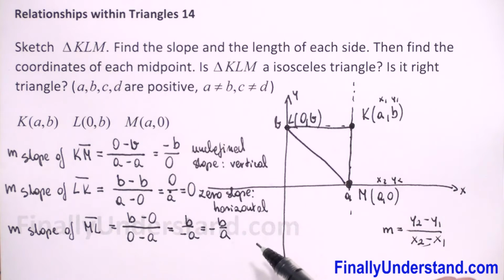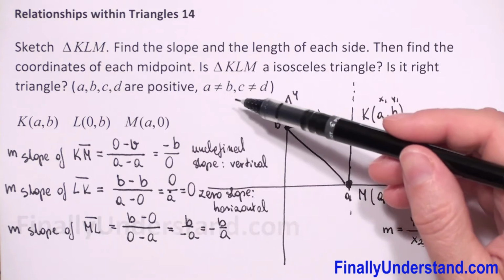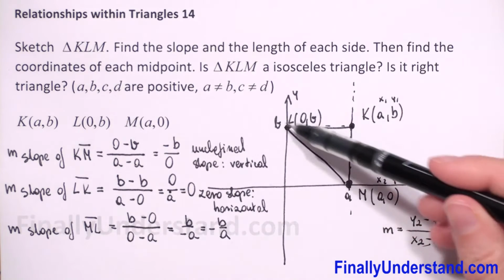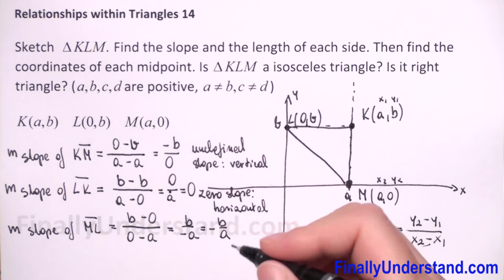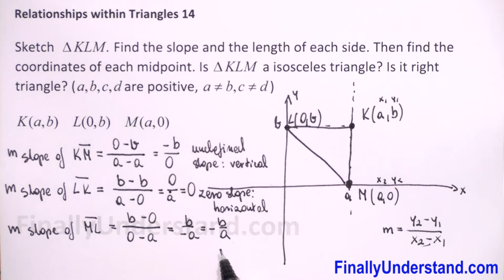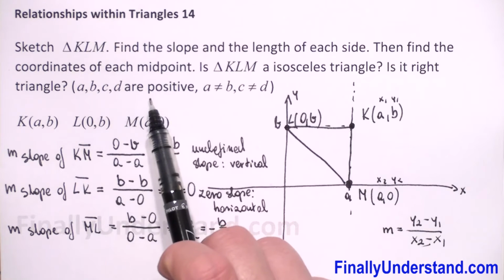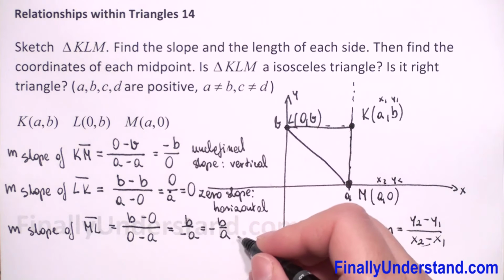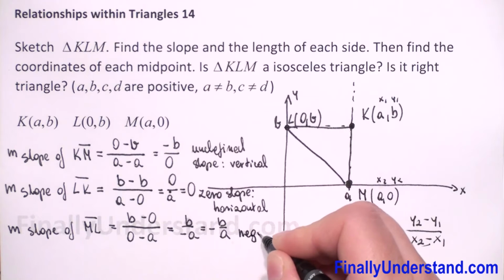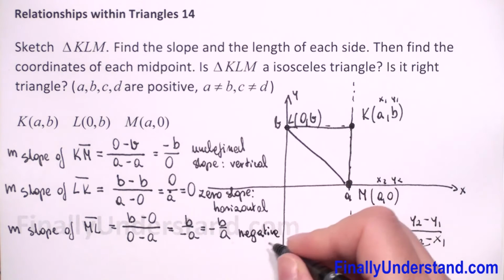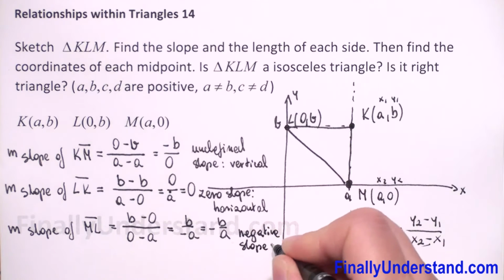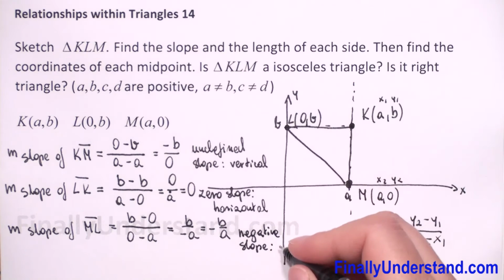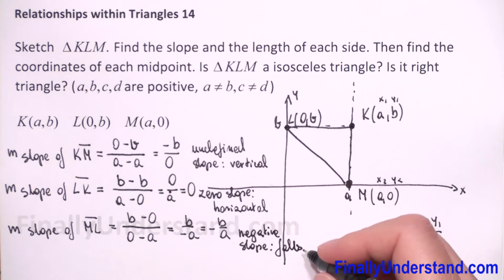When we have a negative slope, the line falls from left to right, so everything is okay, because B and A are given to be positive. So this is a negative slope, and we see that the line falls from left to right.